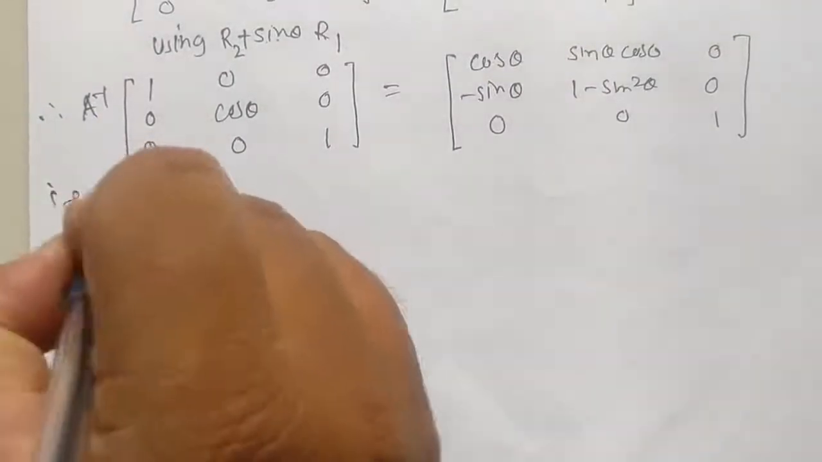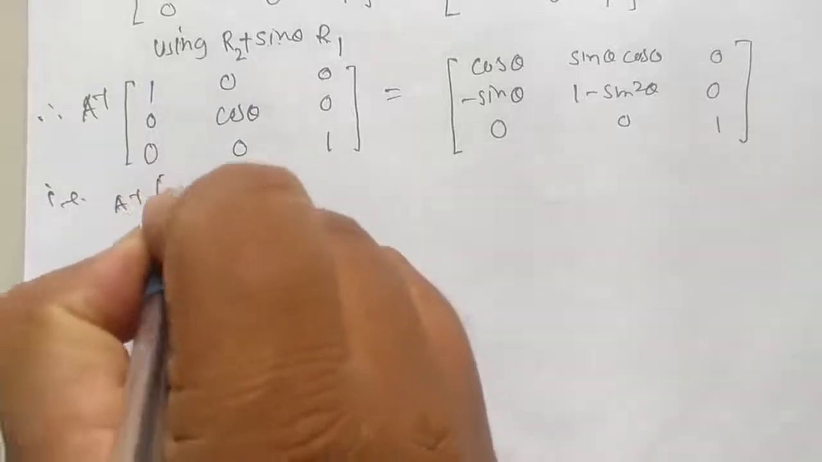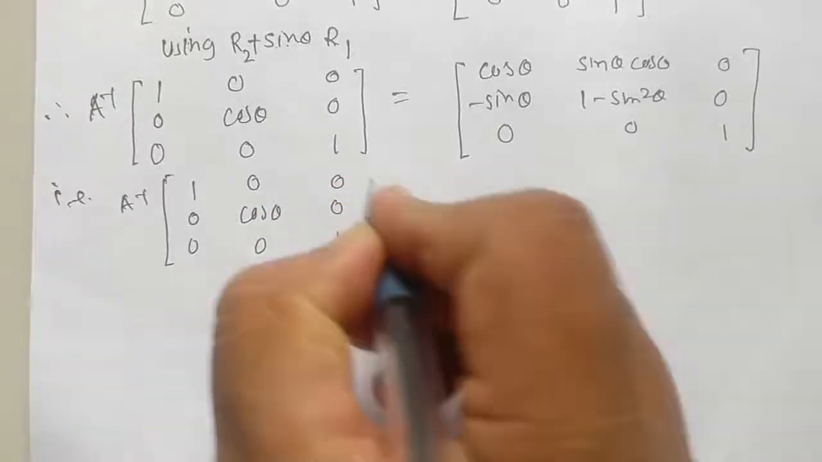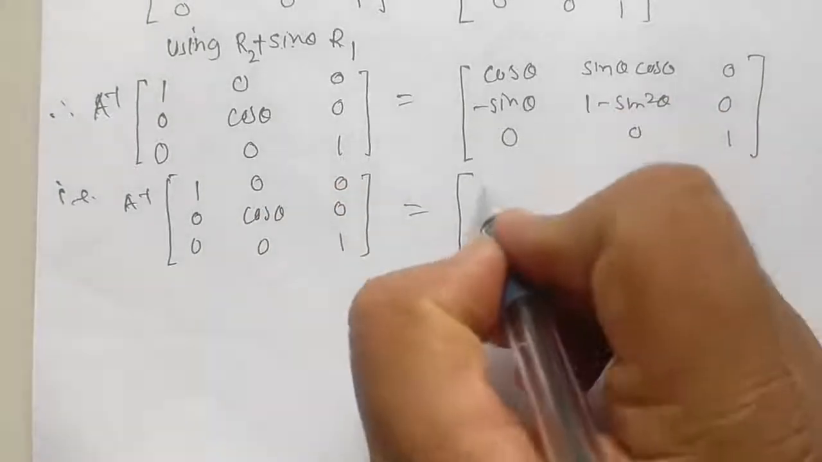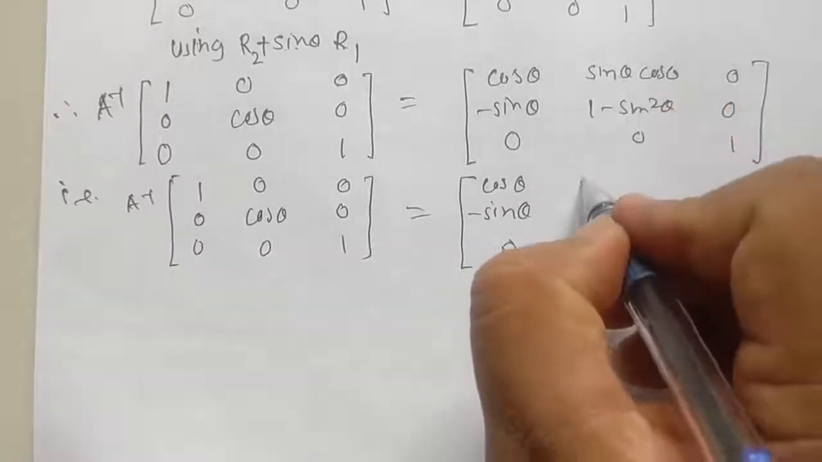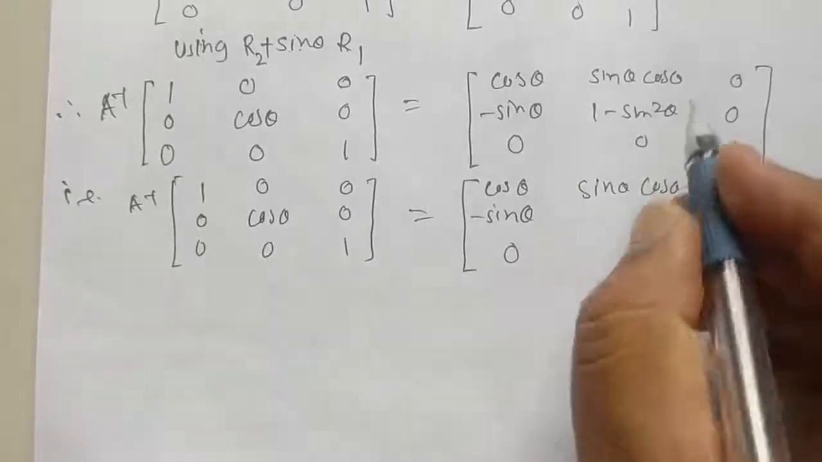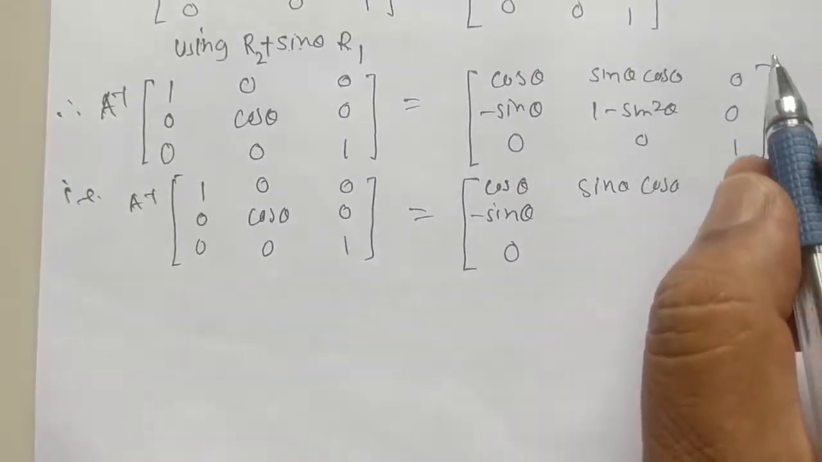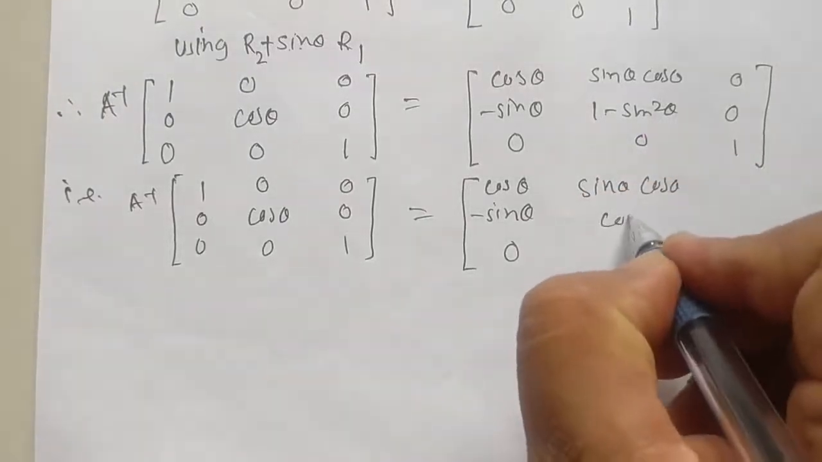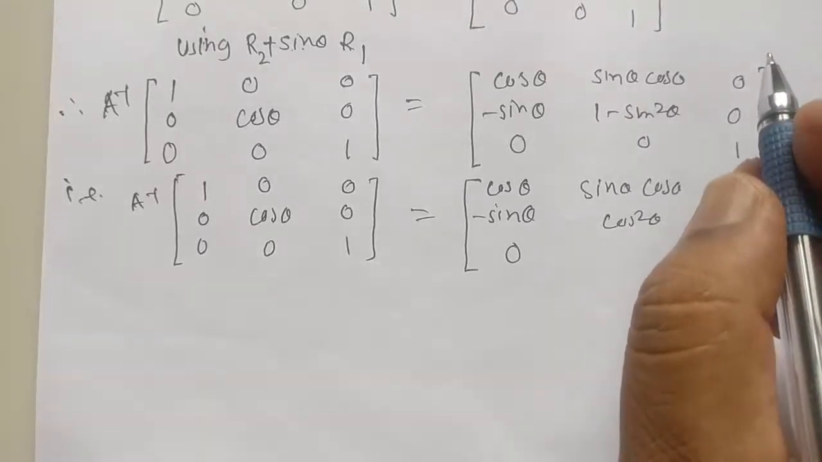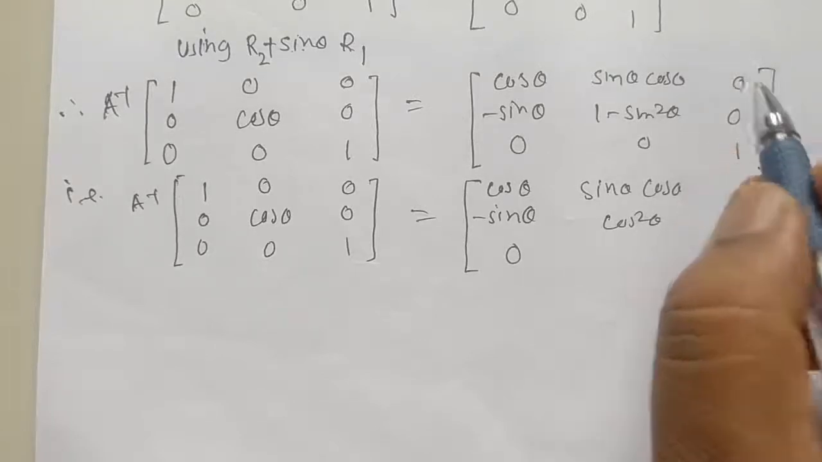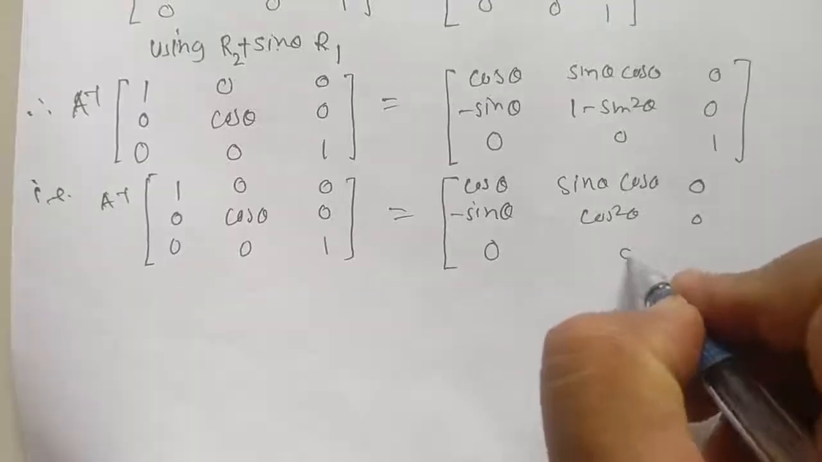Again we simplify this. A inverse, 1 0 0, 0 cos theta 0, 0 0 1 is equal to cos theta, minus sin theta, 0, sin theta cos theta, 1 minus sin square is equal to cos square theta, 0 0 0 1.